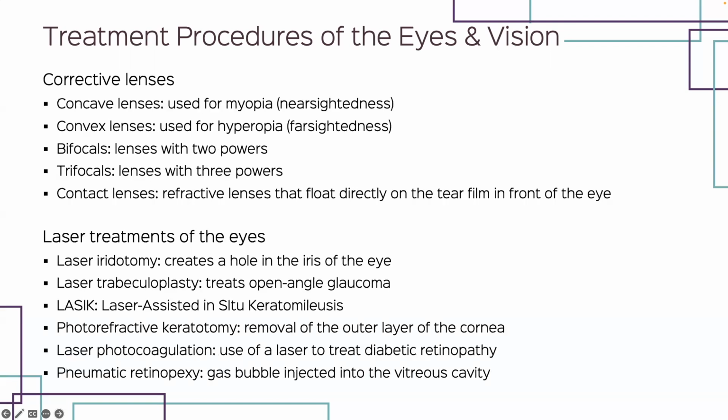And then our corrective lenses, they don't have to be implants, but they are more than likely just going to be like your eyeglasses that you see. So they can be used for nearsightedness, farsightedness, bifocals, trifocals, and then you have contact lenses that go directly on the eyeball. And then your laser treatments, so like your LASIK, photocoagulation, things along those lines.